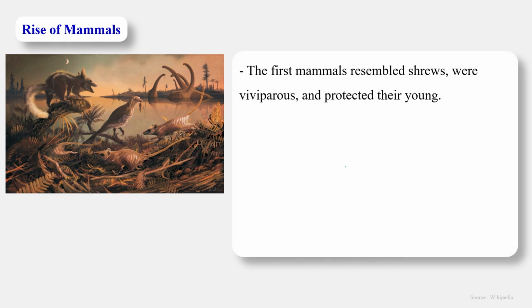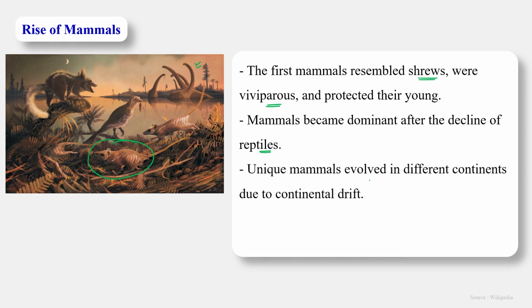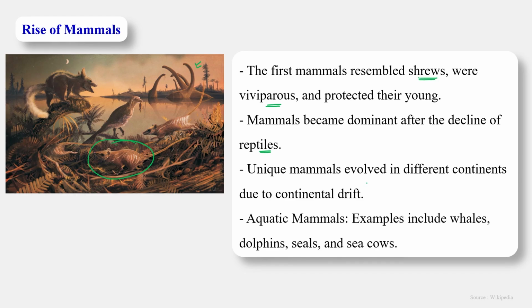At that time, when dinosaurs were at their peak, the first mammals, which looked like a shrew or mice, developed, and these were viviparous and protected their young ones. Mammals became dominant only after the decline of reptiles. Unique mammals evolved on different continents due to continental drift.